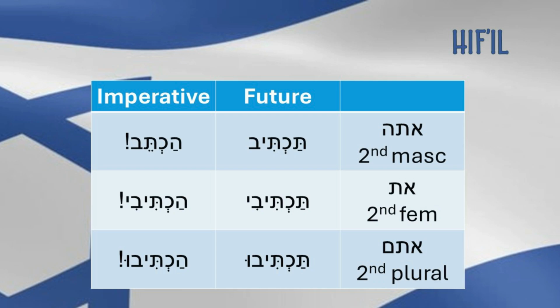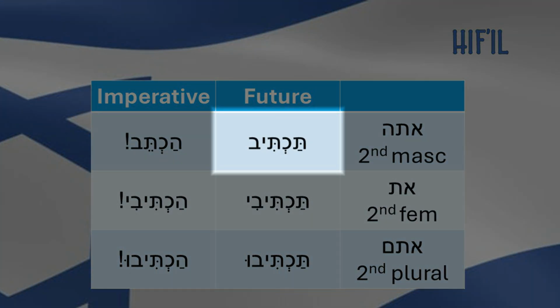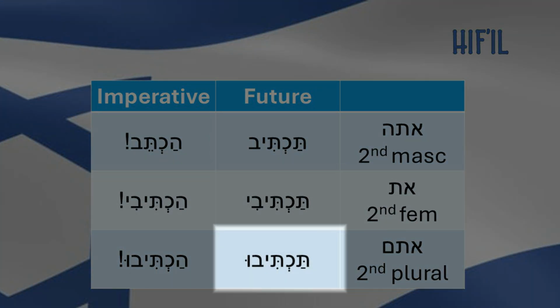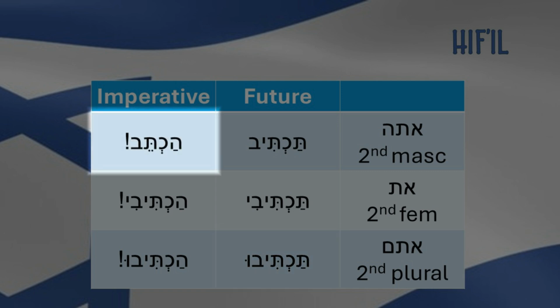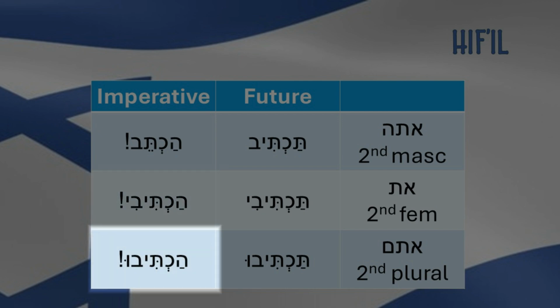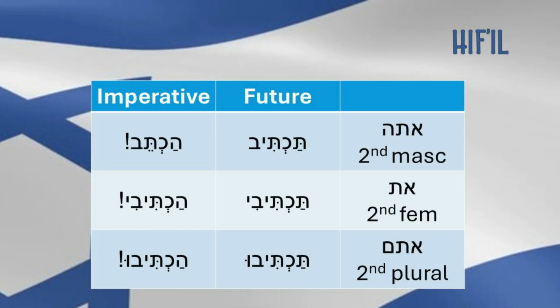So the hif'il future is tachtiv, tachtivi, tachtivu. But the imperative is hachtev, hachtivi, hachtivu. So you hear that different vowel in the ata form. Hitpa'el and nif'al don't have any weird vowel change like that. So all you do is you change that taf into a hey, and you're done.